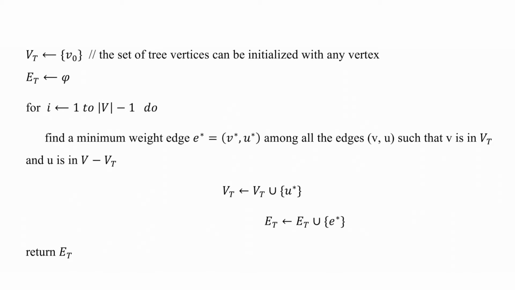For i equal to 1, 2, ..., |V| − 1, do: find a minimum weight edge e* = (v*, u*) among all the edges (v, u) such that v is in V_T and u is in V − V_T. Then V_T is assigned V_T ∪ {u*} and E_T is assigned E_T ∪ {e*}. So, the loop runs from 1 to |V| − 1; that is the number of times the for loop runs. Finally, return E_T.